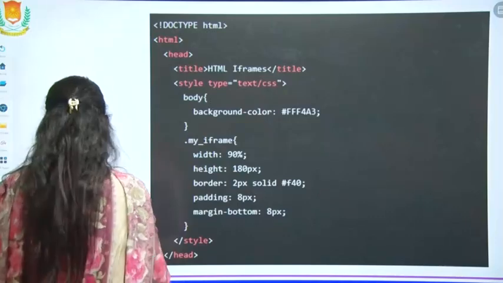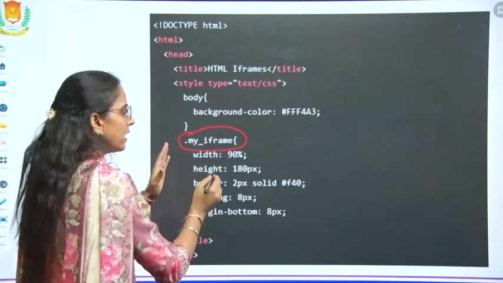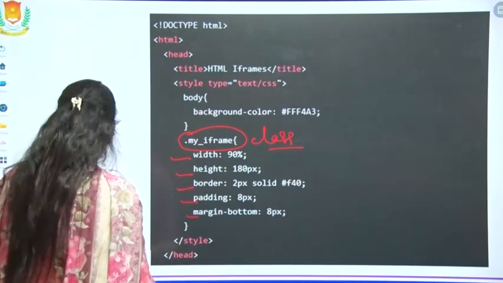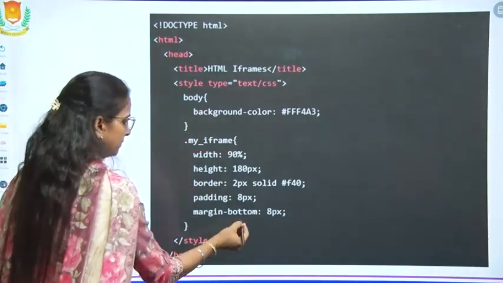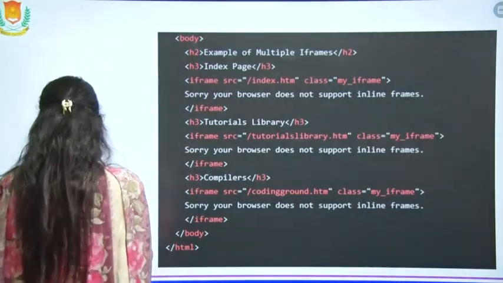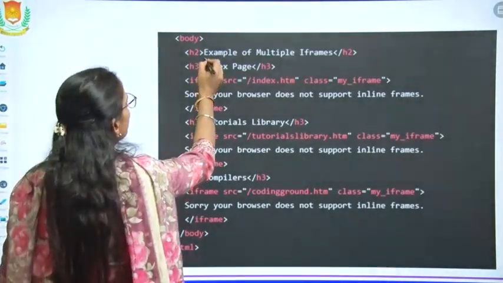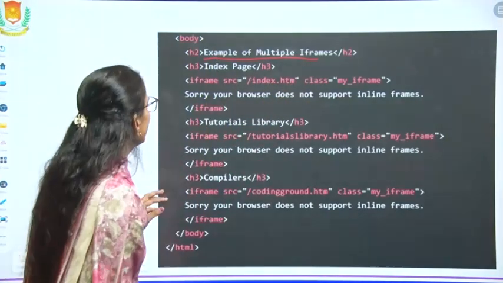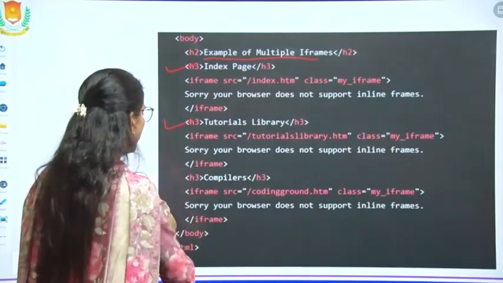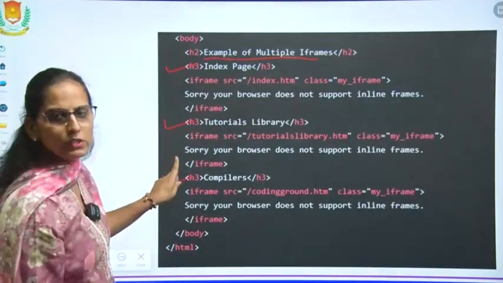This is the example. Again we have created this. In the style sheet, we have decided the class. This class is created there. Now we will call this class in another web page. After the body tag, now see here we have 3 frames we are inserting. First is the example of multiple iframes. First is the index page, second is tutorials library, and third one is compiler. Headings are given with the H3 level of heading.